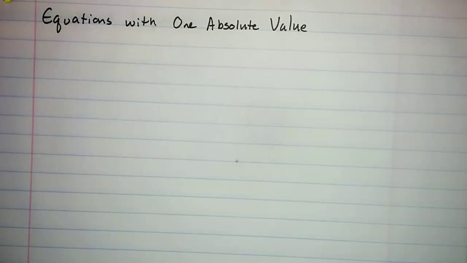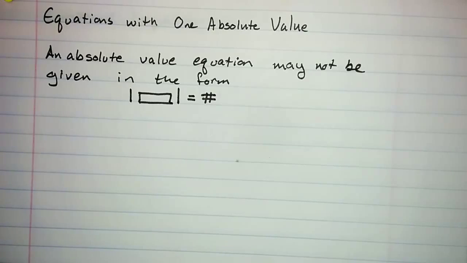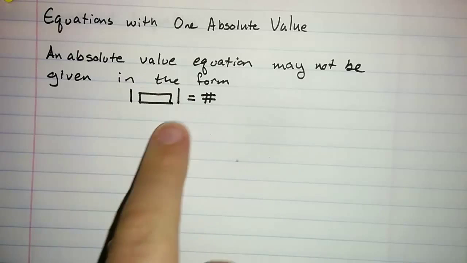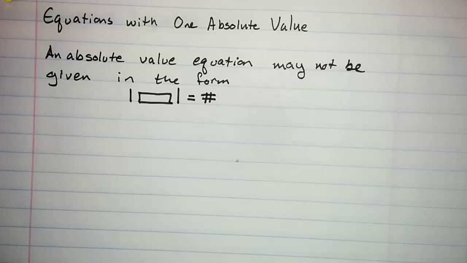Now, when we encounter an absolute value equation, it may not already be in the form the absolute value of some expression equals some number. So in that case, if we're given an absolute value equation that is not in that form, our first task should be to get that form. So let me show you an example.